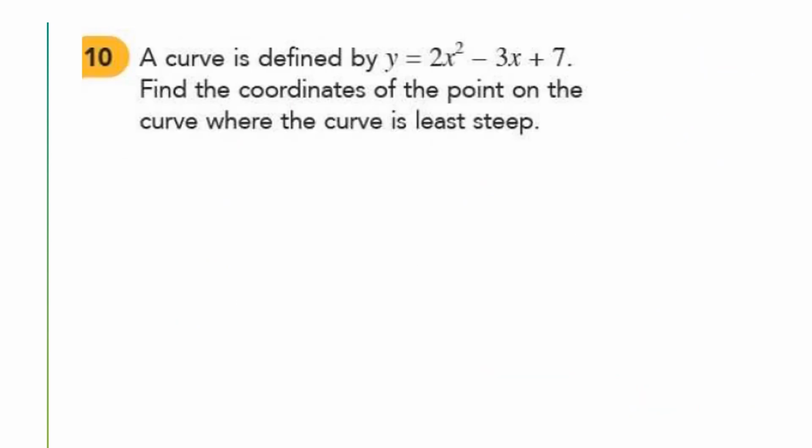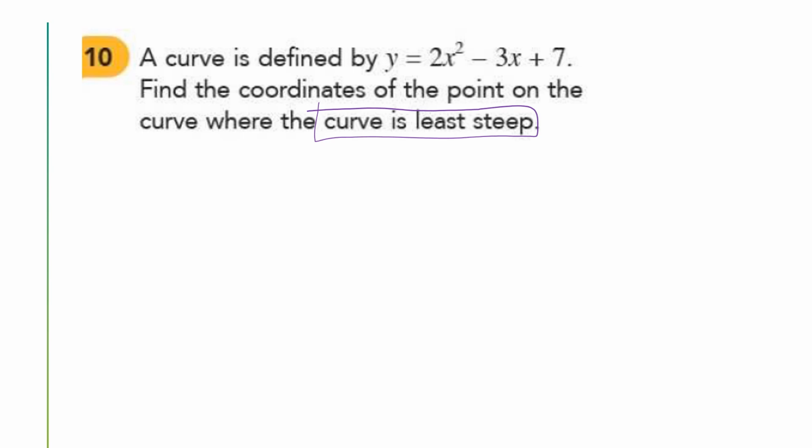Alright, let's look at question 10. Basically, question 10 is almost the same kind of context as question 9, except that you must understand what you need to equate your gradient function or your derivative to. In question 9, you're told that the gradient is negative 7 over 2. Here, you need to understand what it means when the curve is least steep. When you say the curve is least steep, we are referring to the minimum point.